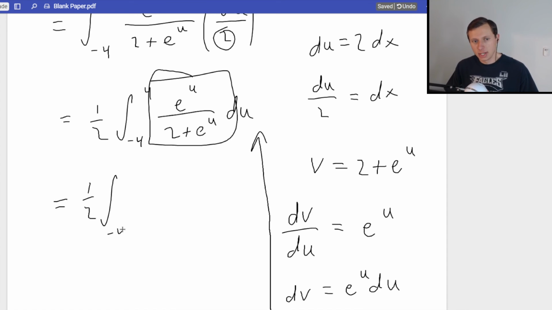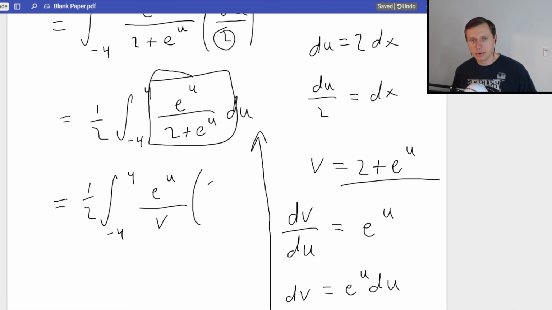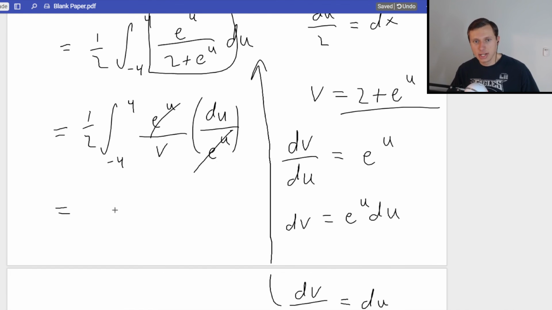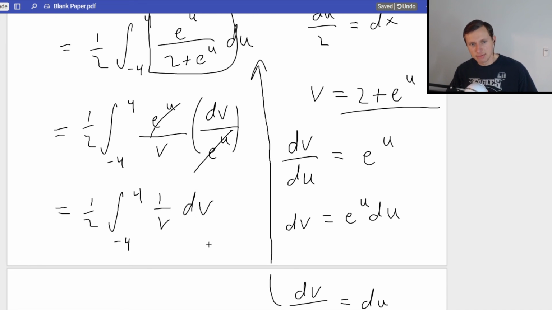1/2 integral from -4 to 4 of, in the numerator I have e to the u still. The denominator got replaced with v because I said v was equal to 2 plus e to the u. And then du just got replaced with dv divided by e to the u. This is actually really good. The e to the u's cancel, and all we have left, I'm sorry, that's not du, that's dv. Yes, this is very confusing, I know. So this is equal to 1/2 integral from -4 to 4 of 1 over v dv.